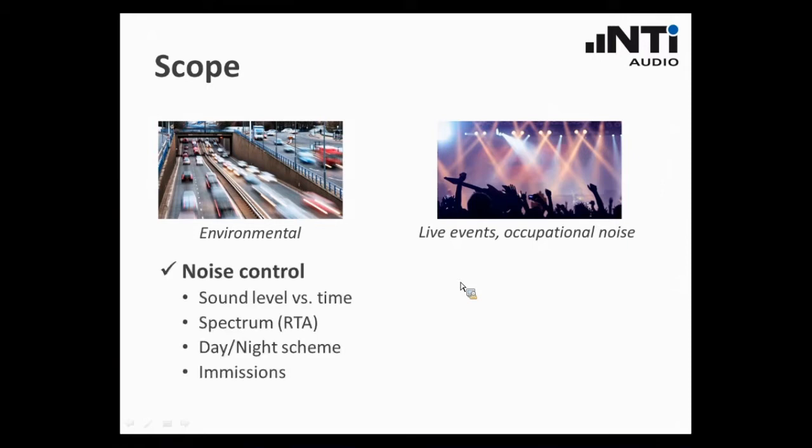First of all, when we talk about environmental noise, we talk about noise control. So we want to record the sound level over a specific time. Maybe we are interested in analyzing the spectrum, the real-time analysis of that incoming sound. Maybe we have to apply different weightings for the day and for the night in order to identify the annoyance of the sound for the affected persons. So generally we are talking about noise emissions, which means we have no or only little impact on the sound sources, but we can determine the effect of them on the person who is exposed to this noise.